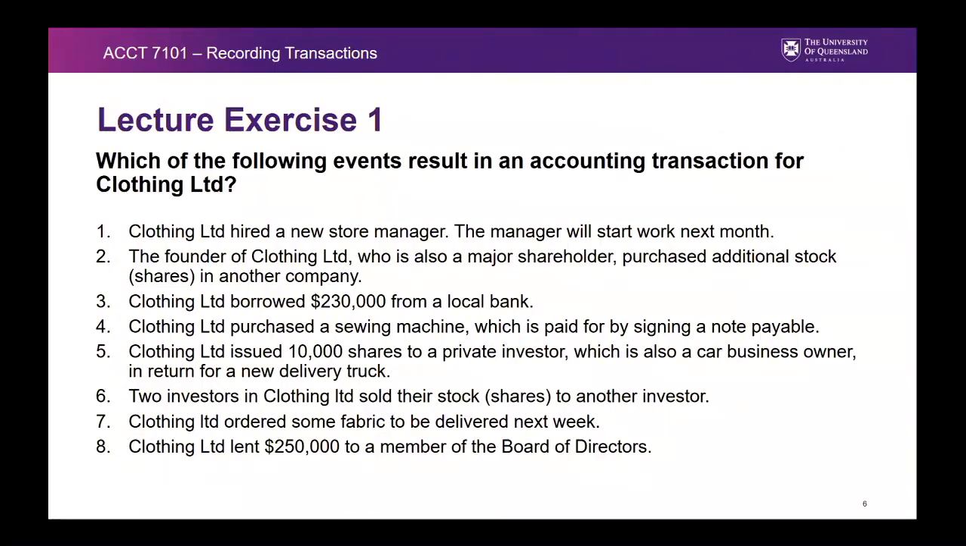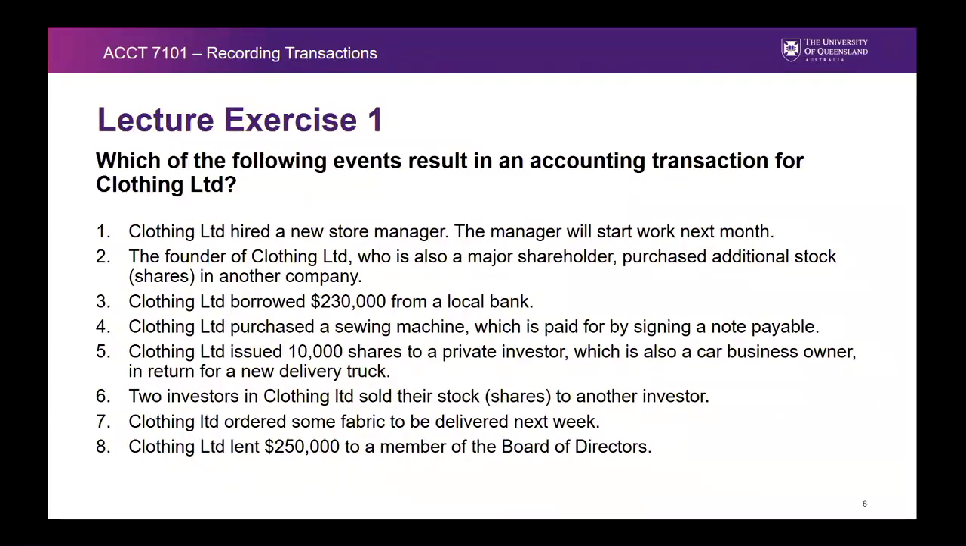Number five, Clothing issued 10,000 shares to a private investor who is also a car business owner in return for a new delivery truck. Would we record that? Yeah, we would. It's a little bit tricky or different from the normal situation. There's an issue of shares, share capital, so that's an equity account. Instead of getting cash for that, we're getting an asset, the delivery truck. So we'd record the increase in assets and an increase in share capital.